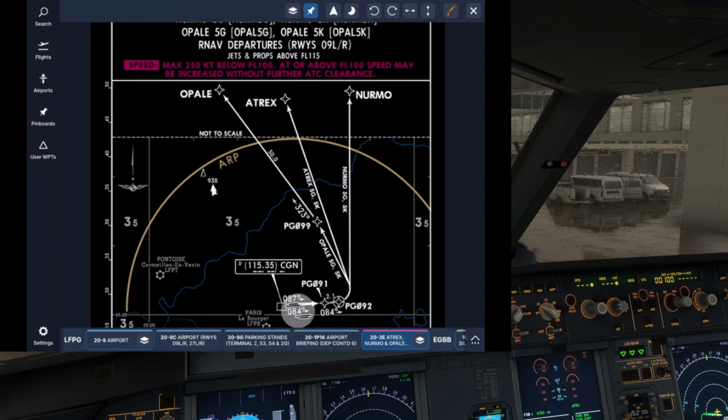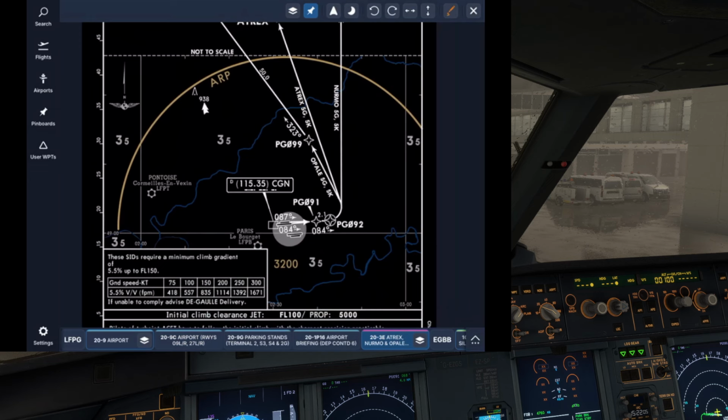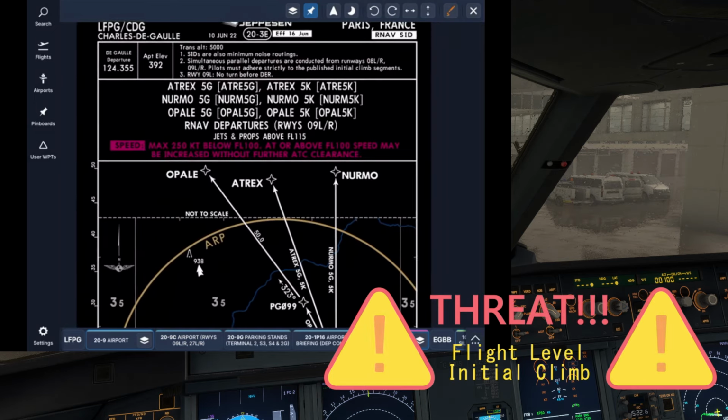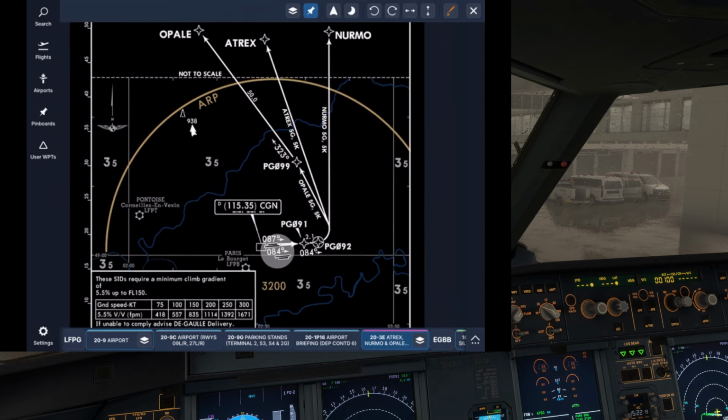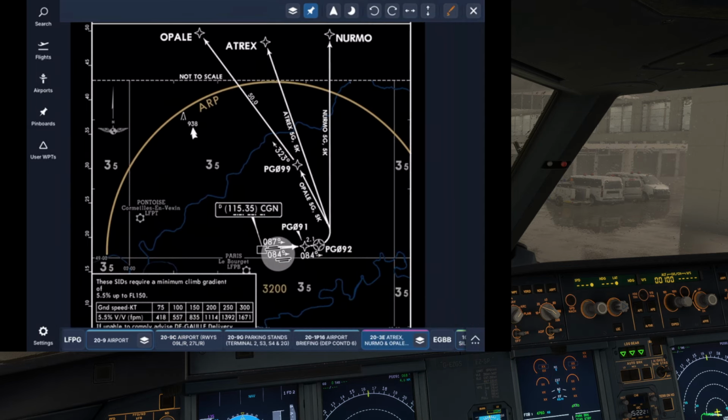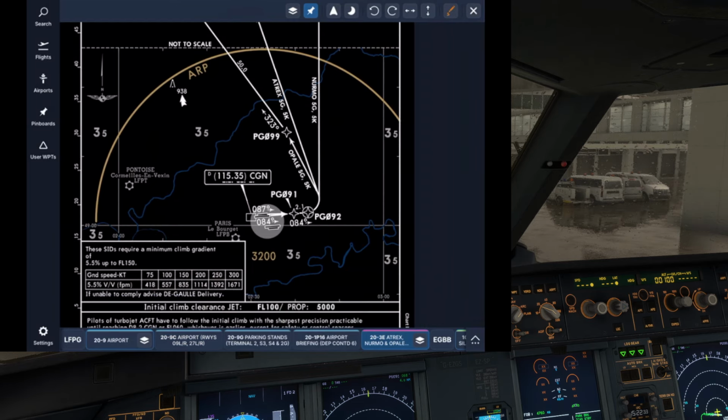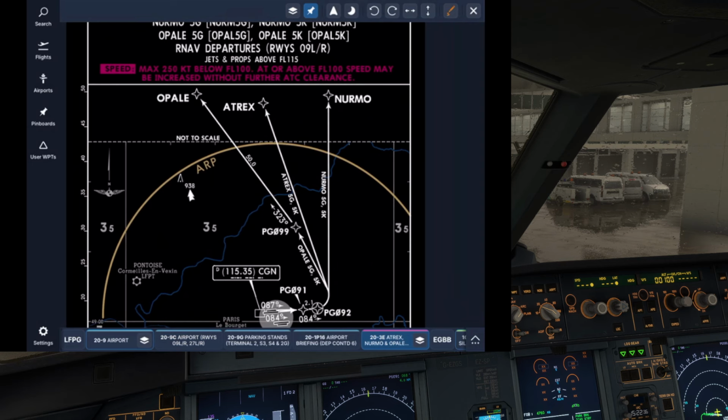There's no other speed restrictions in place or any sort of altitude constraints, so we can just leave everything in managed mode, accelerate away, clean up on schedule. Nothing out of the ordinary there with the initial departure. Our initial climb clearance for this is flight level 100. The transition altitude is 5,000, so just worth noting, once we pass that, remember we need to pull for standard pressure. MSA throughout the departure is 3,200 feet. Okay, so that's the plan.